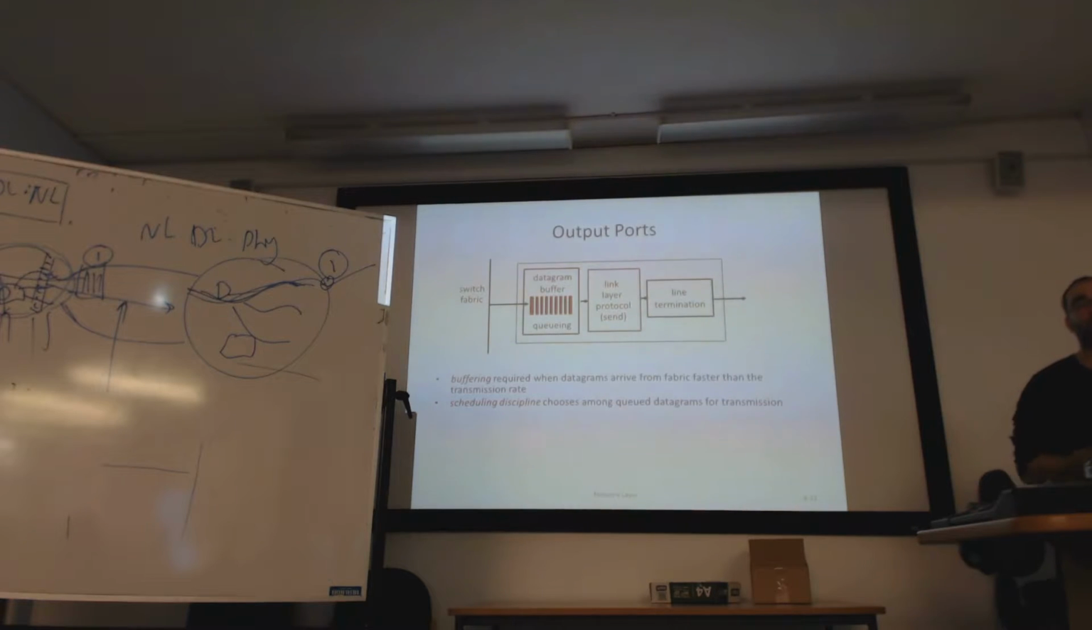The final part of the actual routing is the output. Again, you might suffer from a waiting delay, because the processing time of forwarding the packet to its destination might suffer since there is information trying to be delivered on that link. So eventually that will suffer as a queuing buffer inside the output link. That will then pass on to its data link switch and therefore to its line. Buffering is required when datagrams arrive from the fabric faster than the transmission rate, and the scheduling discipline chooses among the queued datagrams for transmission.